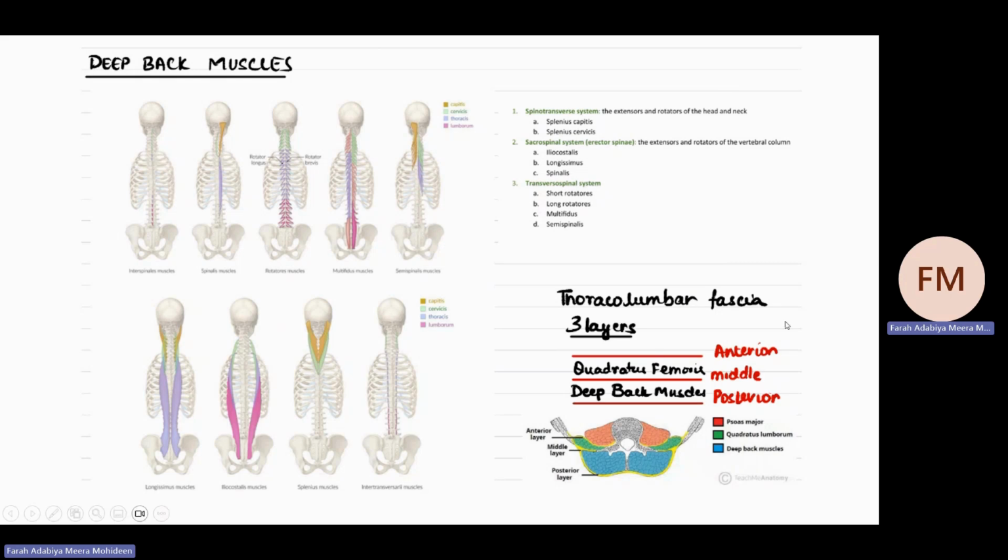Now fascia, it's majorly thoracolumbar fascia for the back. And thoracolumbar fascia itself has three layers. It has the anterior portion, middle portion, and the posterior portion, and these divide the muscles. Okay, so you have your quadratus lumborum in between the anterior and middle portion, and your deep back muscles are present between the middle and your posterior portion of your thoracolumbar fascia. So that's it for this particular question. Thank you.